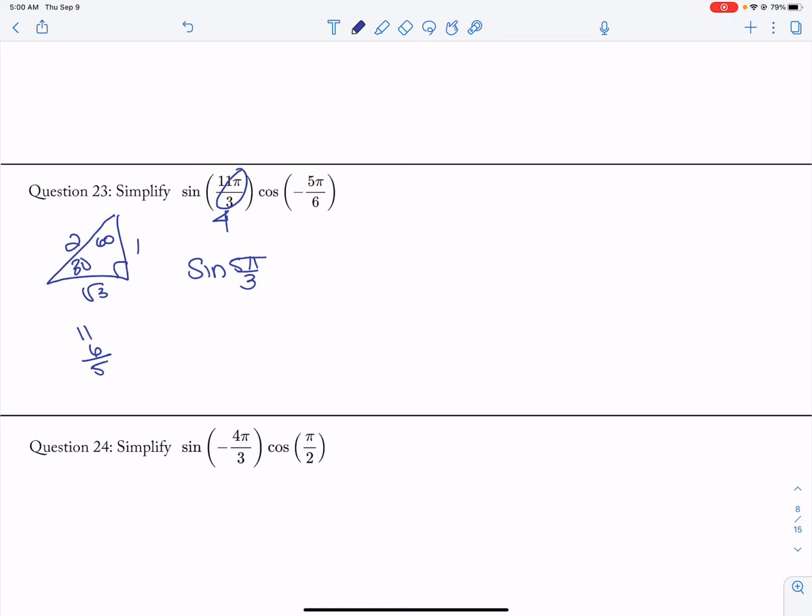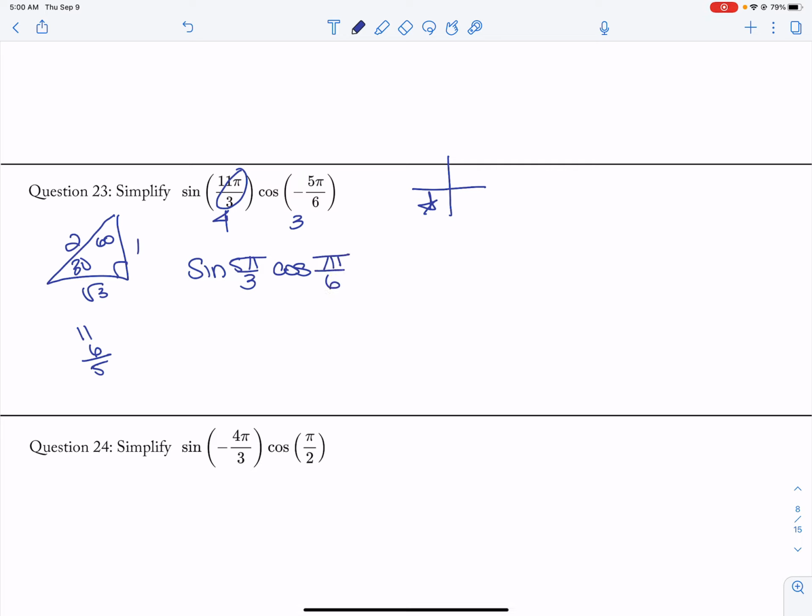Negative 5 pi over 6 is going to put me in quadrant 3. So this will be in quadrant 3. So this is the same thing as cosine of 7 pi over 6.